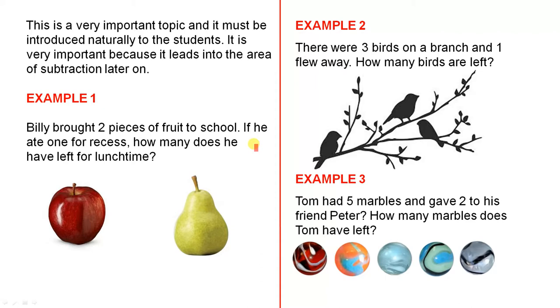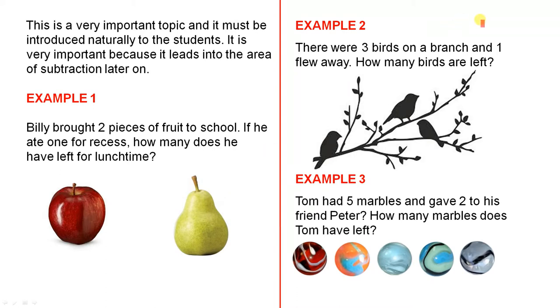Billy brought 2 pieces of fruit to school. If he ate one for recess, how many does he have left for lunchtime? So if that's our initial group, 2 pieces of fruit, by eating one, that means he takes it away. That's what we mean. It leaves the group. Doesn't matter which one leaves the group. And then you can show the students how that's done, and then they can work out how many are left.